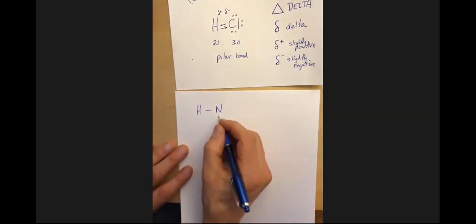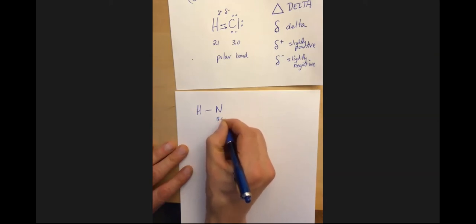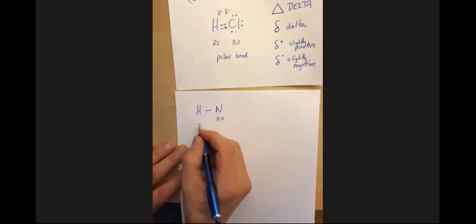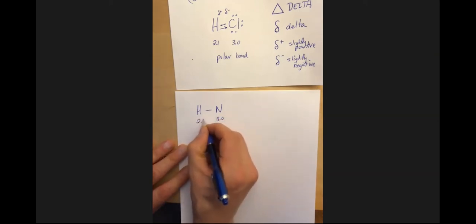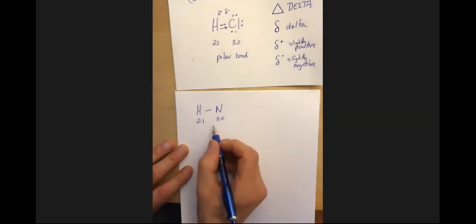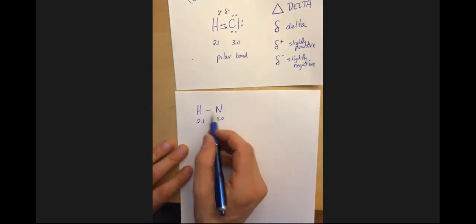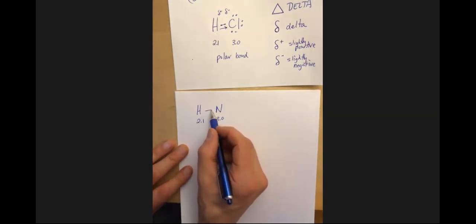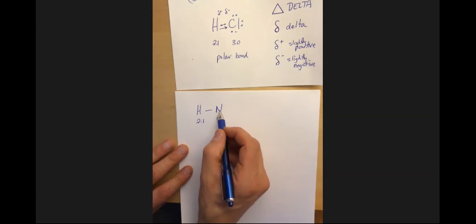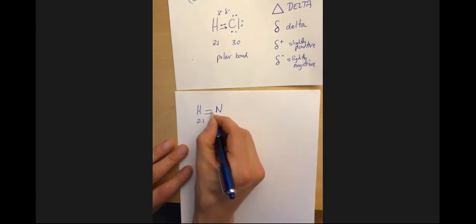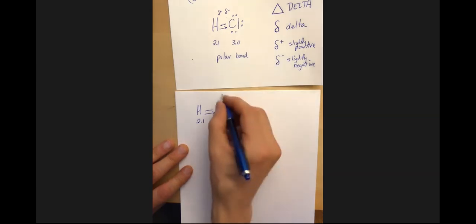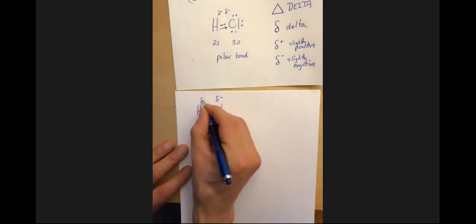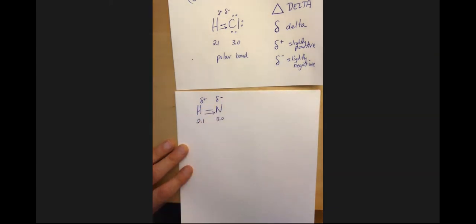So nitrogen is 3.0, hydrogen is 2.1. And so that says there's an electronegativity difference. That means these two electrons are pulled slightly towards the nitrogen. They spend more of their time over here. So this bond is polar. And so that means that the nitrogen end is slightly negative and the hydrogen end is slightly positive.